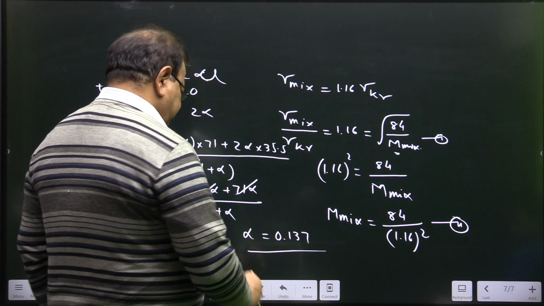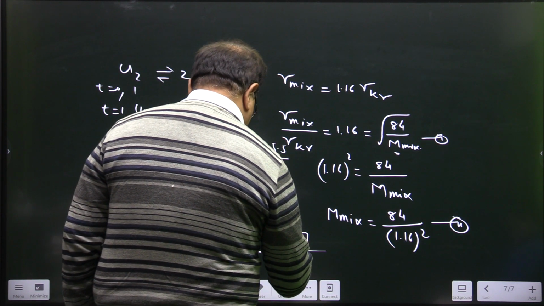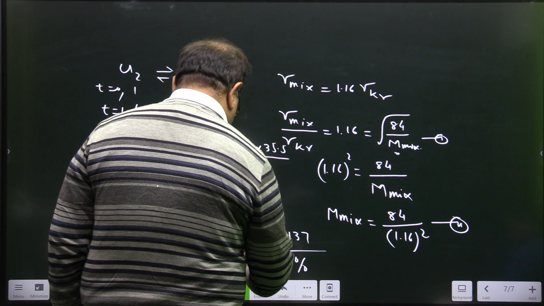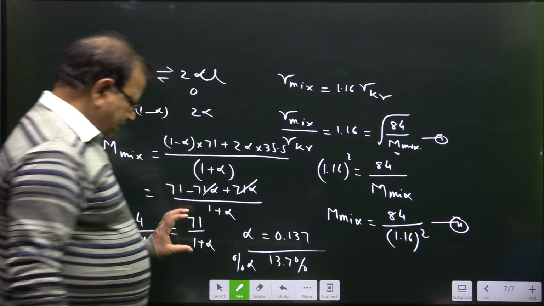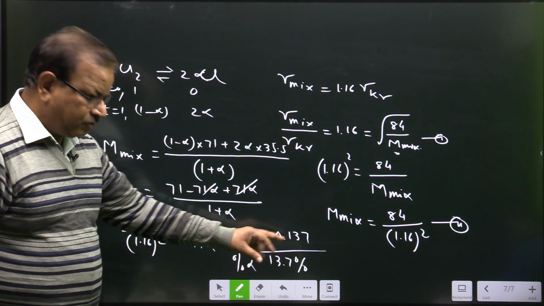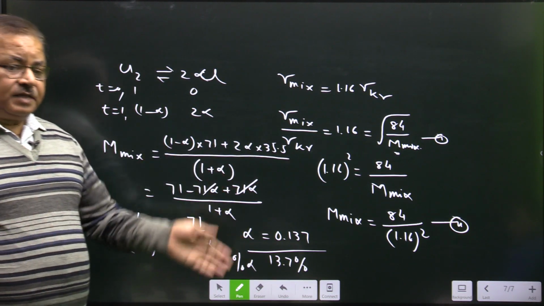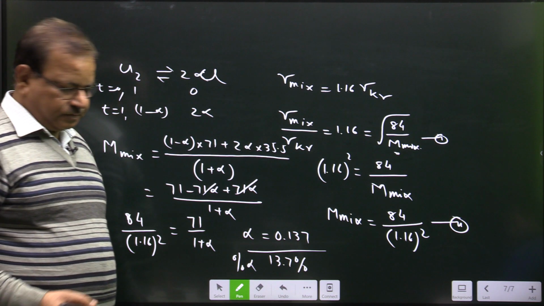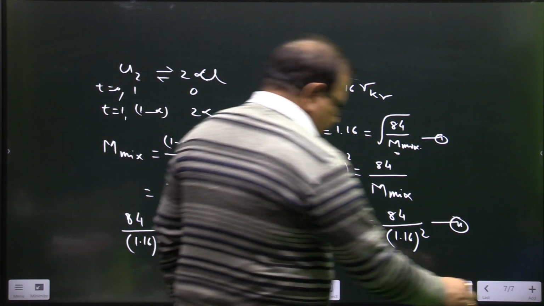In terms of percentage, 13.7% will dissociate. After the calculation we get the alpha value 0.137. Up to this extent Cl2 will dissociate into the Cl atom. Next one.